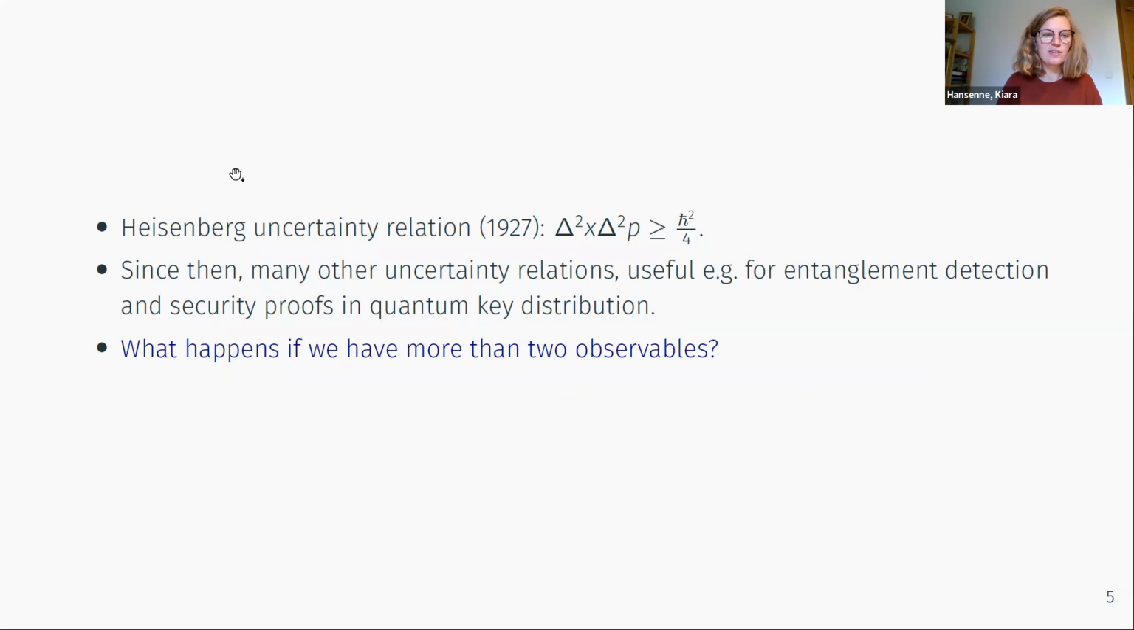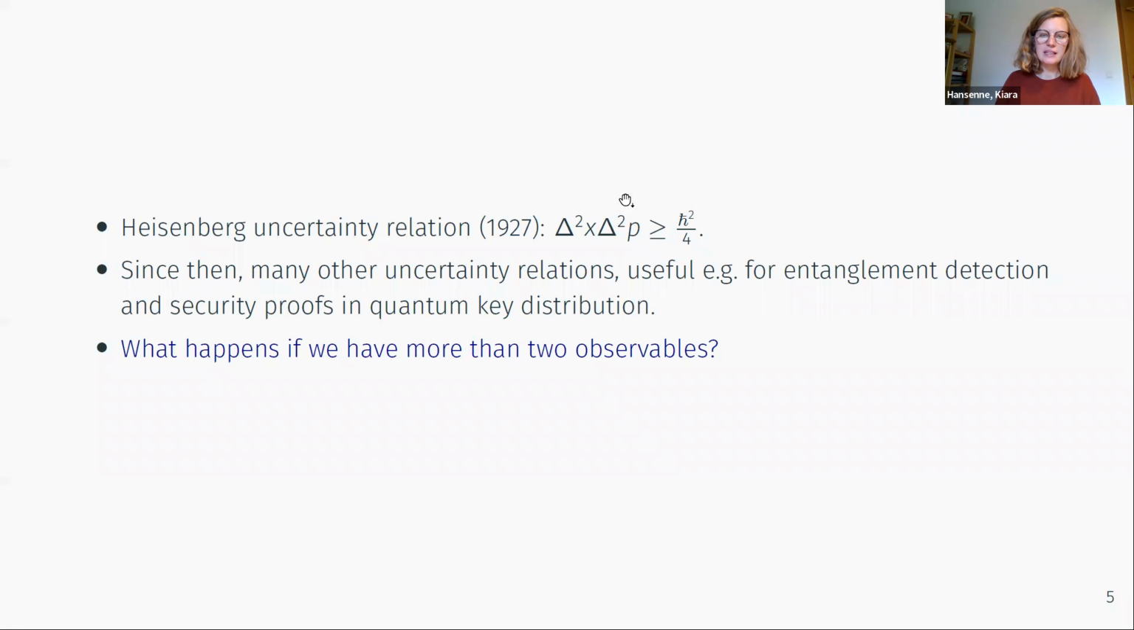And how do we know that, and since when? Well, we actually know it since a long time ago, since Heisenberg's uncertainty relation from 1927, which stated that the product of the variance of the position and momentum has to always be larger or equal to h bar squared over 4. And since then, many other types of uncertainty relations have been derived, and they also had some applications, so you can use them for entanglement detection. As I said, we're also going to use ours for entanglement detection, but they were also applied to things like security proofs in quantum key distribution and other applications.